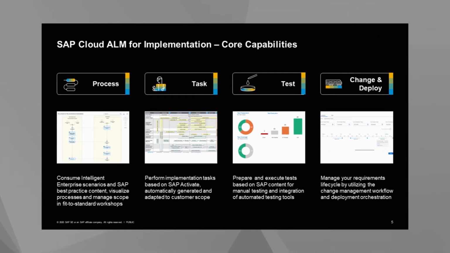And then last, we go to change and deploy. And in change and deploy, we have the capability, first of all, to manage the requirements lifecycle. So coming out of the fit-to-standard workshops, the additional requirements that are captured in the workshops, up to an approval workflow, and then managing, of course, also the successful go-live. So moving consistently transports across all the different cloud solutions from quality to the production system. So having said that, let me now go over and give you a short demo.